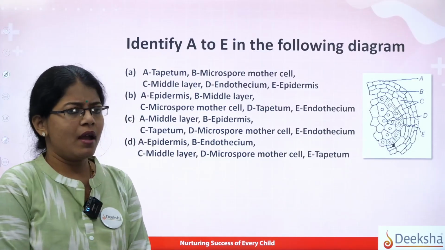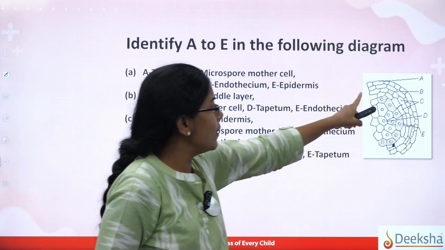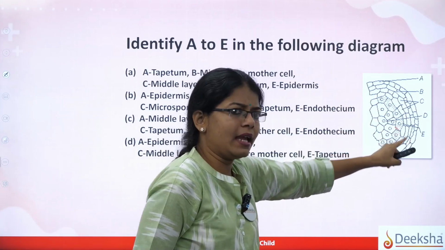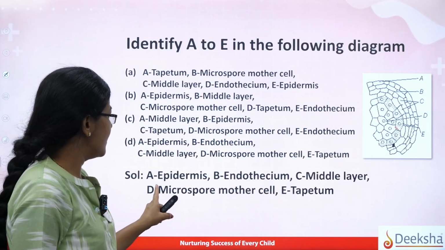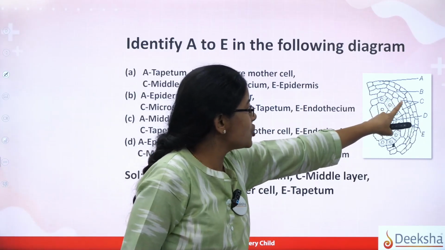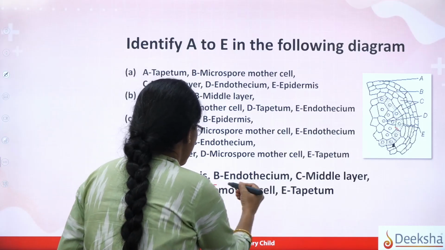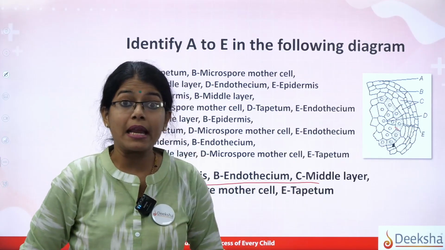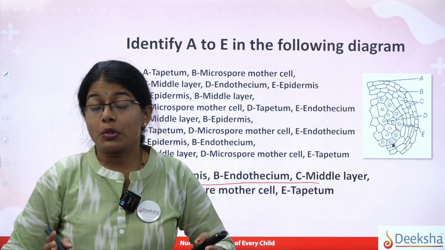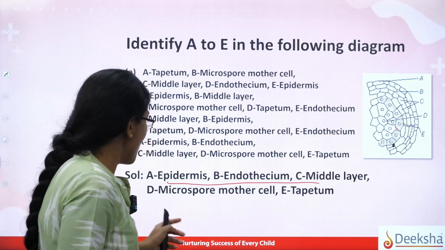What is it going to be? Option A, B, C or D? Here, look at the diagram. A, B, C, D, E, right? And the answer here is A stands for the epidermis, B, endothecium, C, the middle layers. So can you tell me what was the function of these 3 layers? That was mainly the protection to the innermost tissues, that is the tapetum, and of course the microspore mother cell.